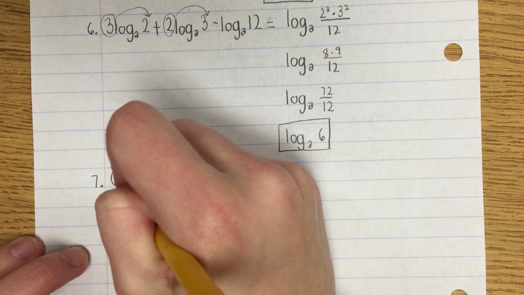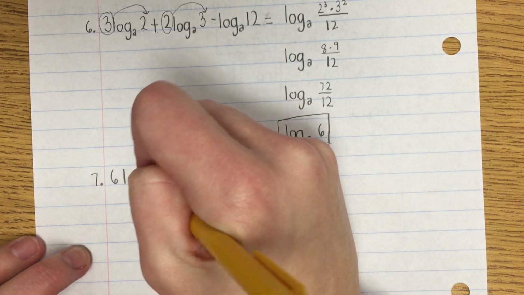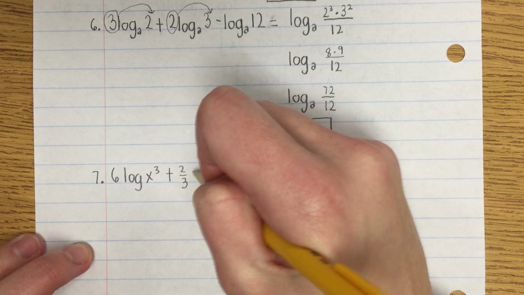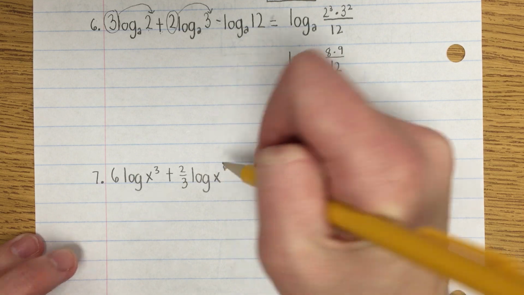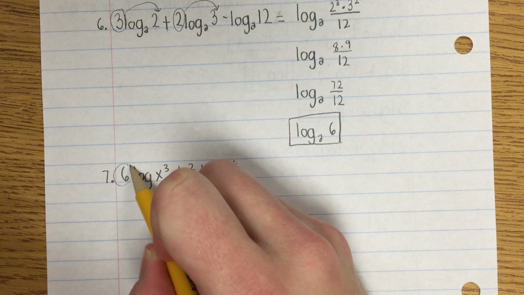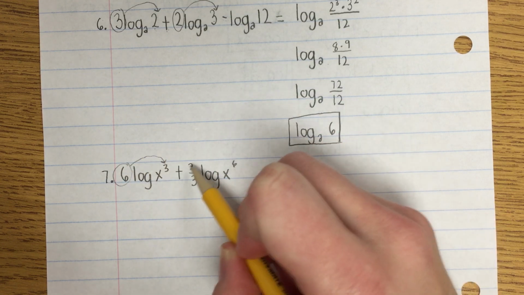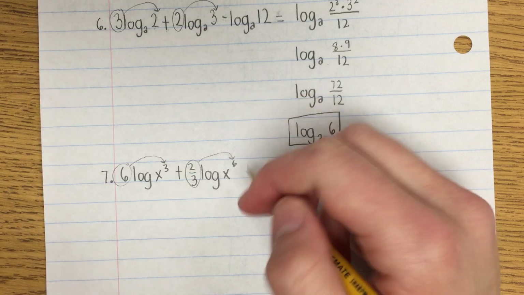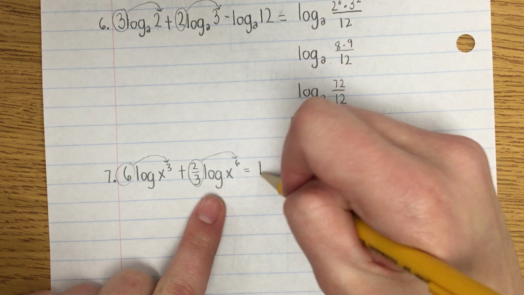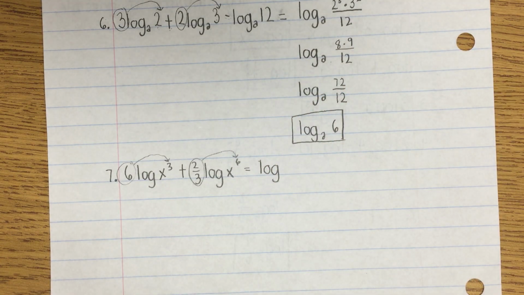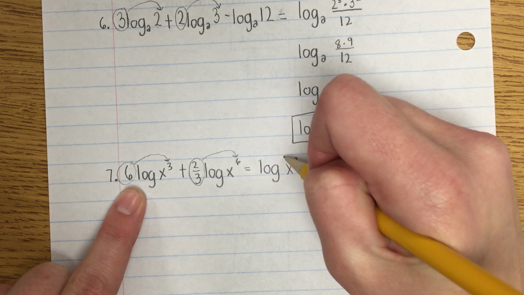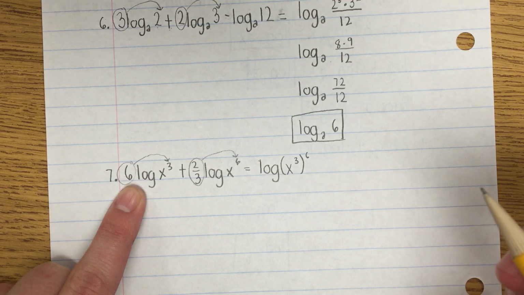All right, 6 log x to the third plus 2/3 log x to the 6th. So a couple of things going on in this one. I've got these exponents that are going to have to come back up to the top, but I've already got exponents there. So hopefully you remember your exponent properties, when I bring that up, log x to the third raised to the 6th power.